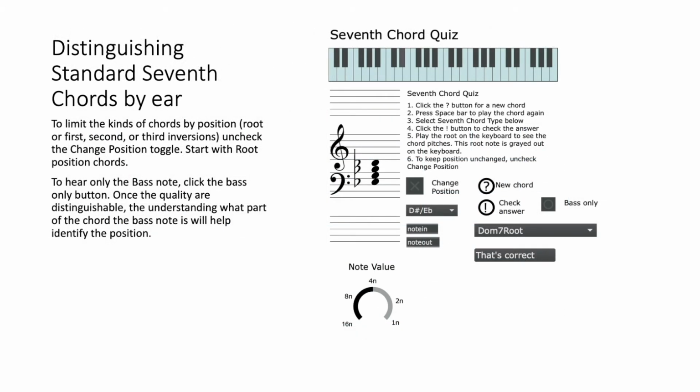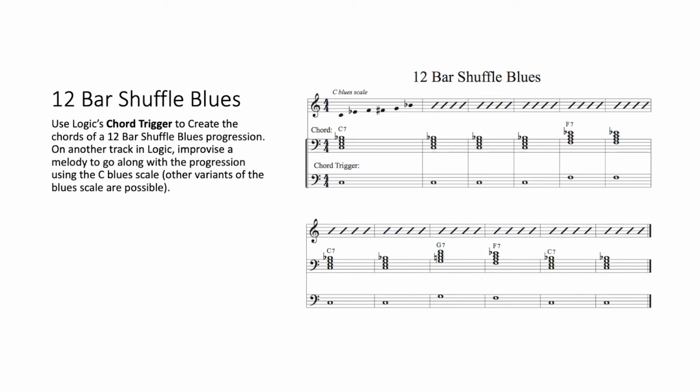In order for us to test our ability to hear the 7th chords, we could use a 7th chord quiz. Using Logic's chord trigger, we could create some backing tracks for a 12-bar shuffle blues progression. On another track in Logic, we might add a percussion part, and then on a third track, we might improvise a melody to go along with the progression.